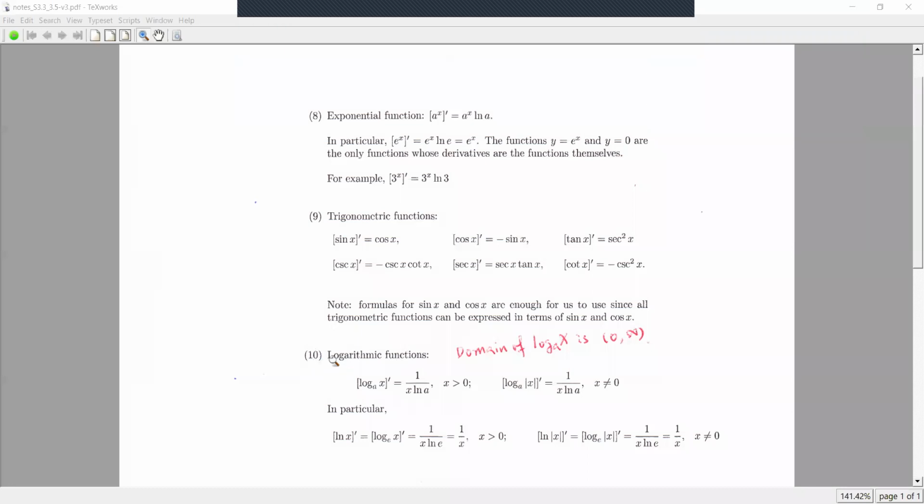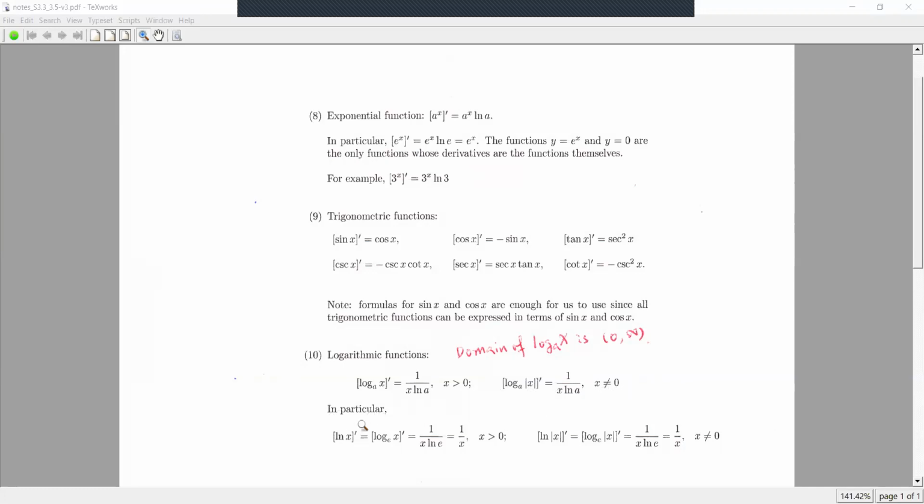Formula number 10, logarithmic functions. Derivative of log base a of x is 1 over x times natural log of a. In this formula, x is positive. Derivative of log base a of absolute value of x is 1 over x times natural log of a. In this formula, x can be positive, can be negative, but cannot be 0.